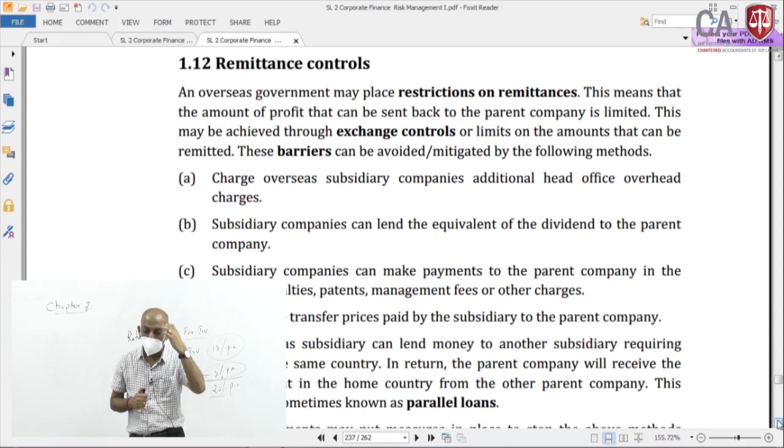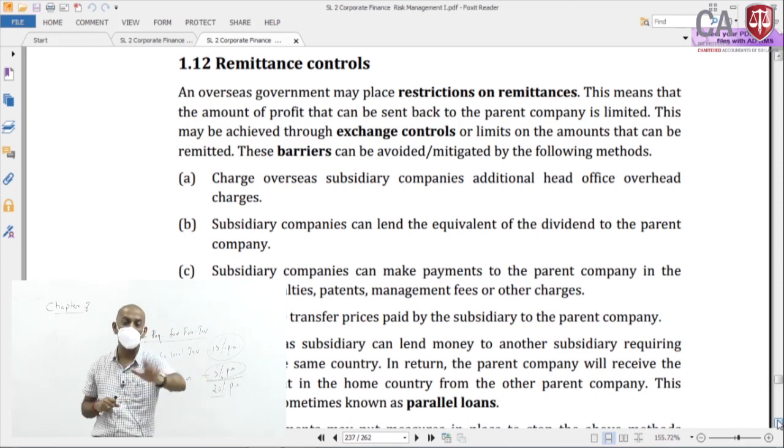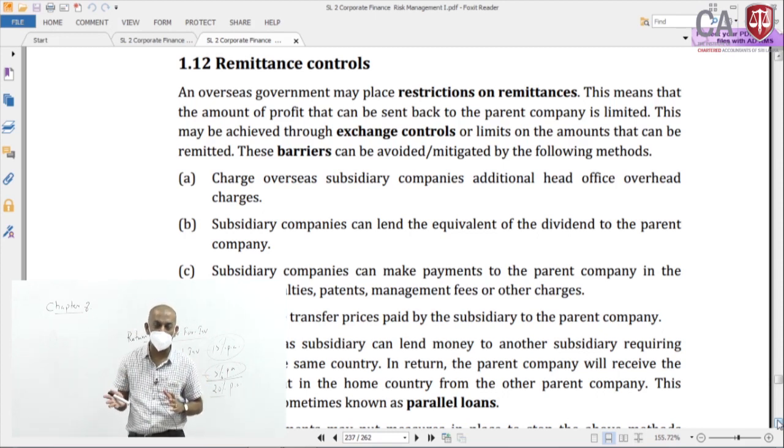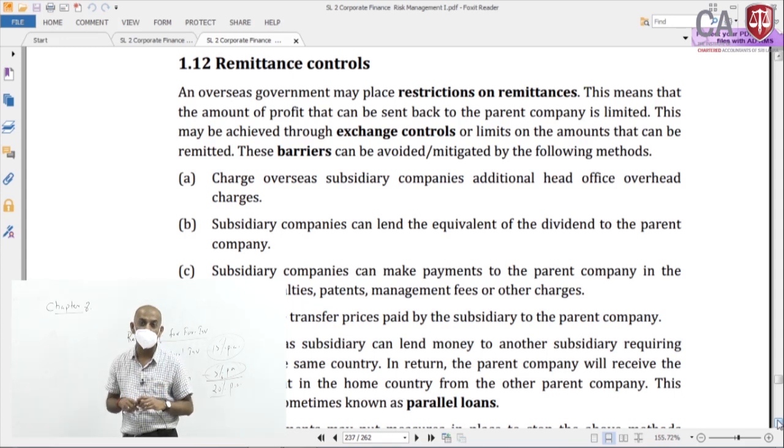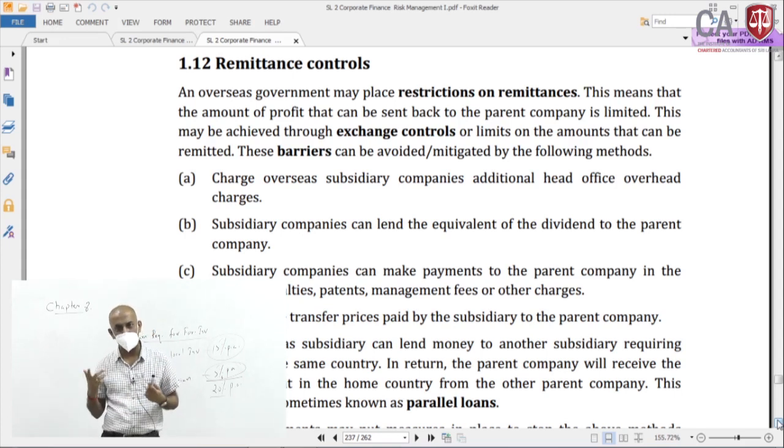Then the subsidiary company can lend the equivalent of the dividend to the parent company. They can give a loan. Rather than paying dividend, they can lend the money to Sri Lanka. Third, the subsidiary company can make payment to the parent company in the form of royalty. As I mentioned earlier, you can say that for every unit of production the company makes, I should be given a royalty. So the royalty will come. Then increase the transfer prices paid by the subsidiary to the parent company. That of course is subject to transfer pricing regulations of respective countries, which might find fault with you, but you may look at that option also.